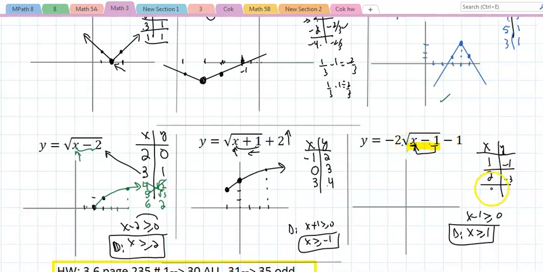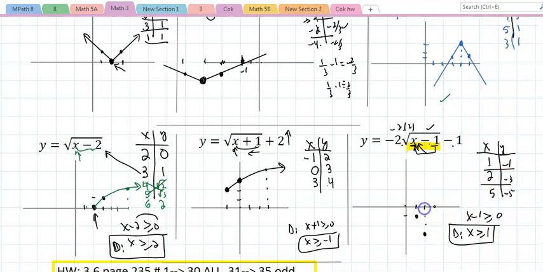If I put a 5 for x, 5 minus 1 is 4. Radical 4 is 2. -2 times 2 is -4. Minus 1 is -5. So (1, -1) is where this graph begins. That's like this point. 2, okay, I went a bit too far. Try to get it to be halves. So half. (1, -1), (2, -3).